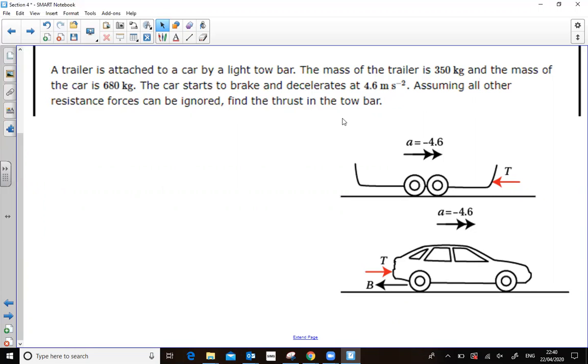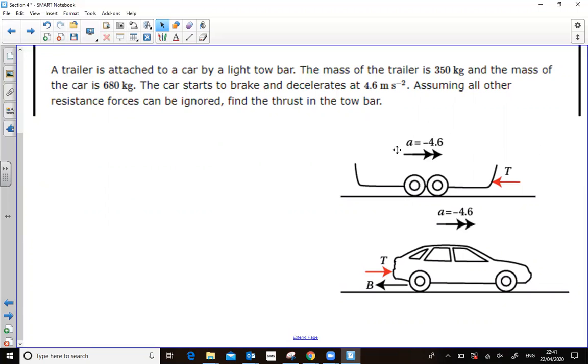Let's have a look at the diagram. Okay, so this is the trailer and it's moving towards the right hand side. However, it has a deceleration of 4.6. That's why my a equals negative 4.6. Now, because it's connected by a light towbar, the deceleration will be the same as the car. Also, a equals negative 4.6.